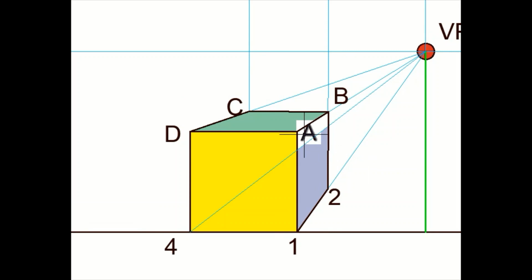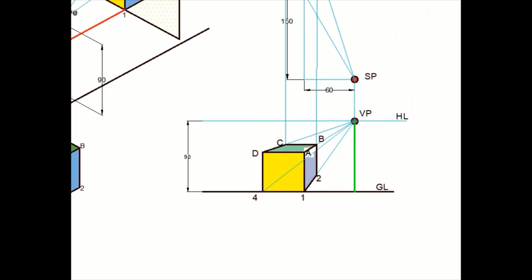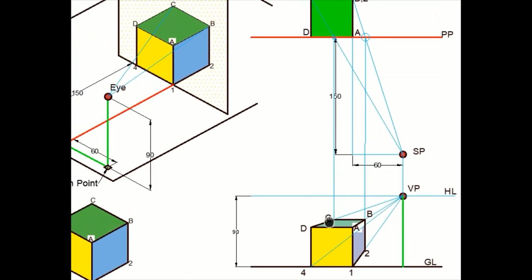Anything which is closer to the observer, like in this case face AD41, the yellow colored face is closer to the observer, so that face appears to be bigger in size as compared to something which is away from the observer, like face BC32. That face and all the edges on that face, they appear to be smaller in size.